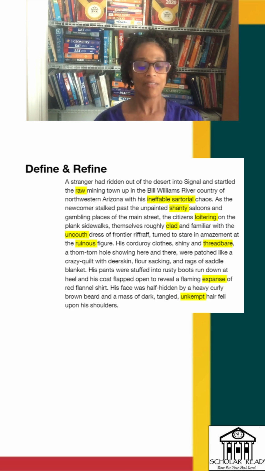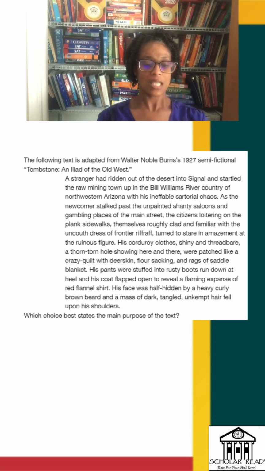His face was half hidden by a heavy, curly brown beard and a mass of dark, tangled, unkempt hair fell upon his shoulders. And unkempt means poorly groomed. In other words, his hair looks a mess. Now, I'm going to put the answer in my own words. And then what we'll do next is we'll match my own words to the answer choices. Whichever one best matches my words is going to be the correct answer.